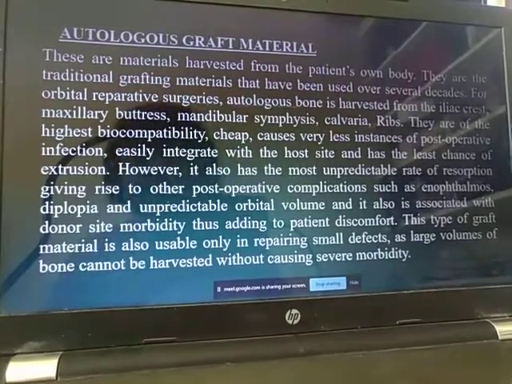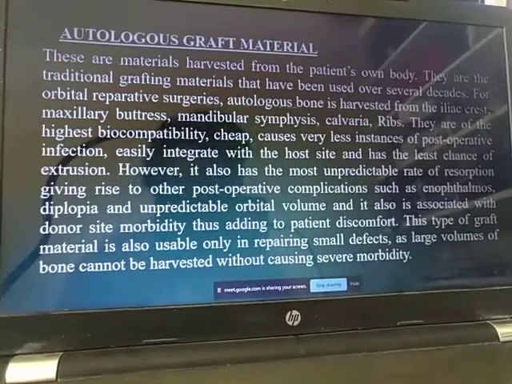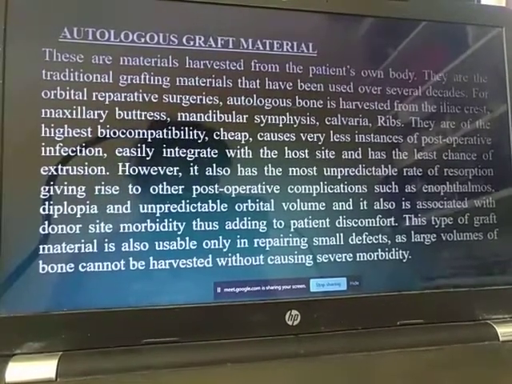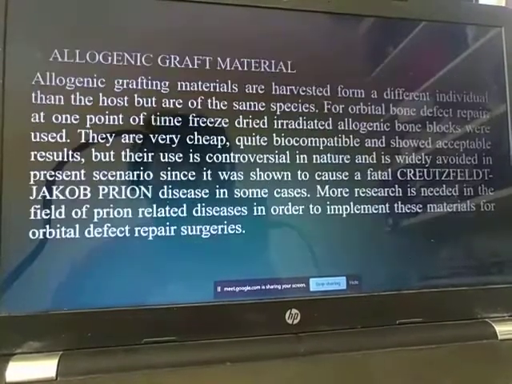This type of graft material is also usable only in repairing very small defects, because large volumes of bone cannot be resected from the patient's donor site, because it will cause even higher morbidity.